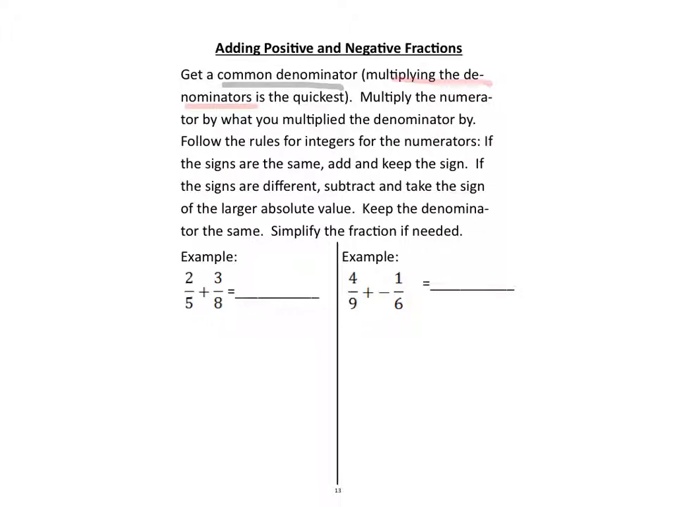Then whatever you do to the bottom, you do to the top, and then follow the rules for integers. If the signs are the same, you add and keep the sign. If the signs are different, you subtract, take the sign of the larger absolute value. Denominator stays the same. And then if you need to, you simplify. So in regards to this first problem, 2/5 plus 3/8, we need a common denominator.